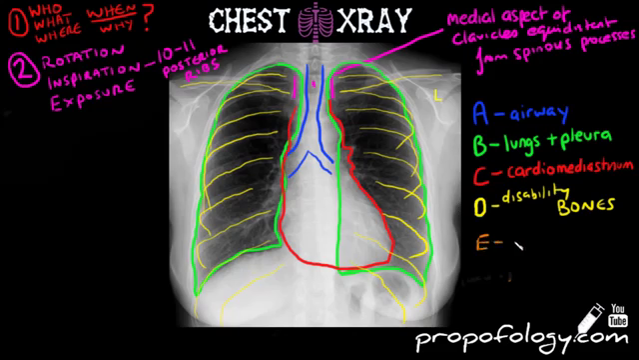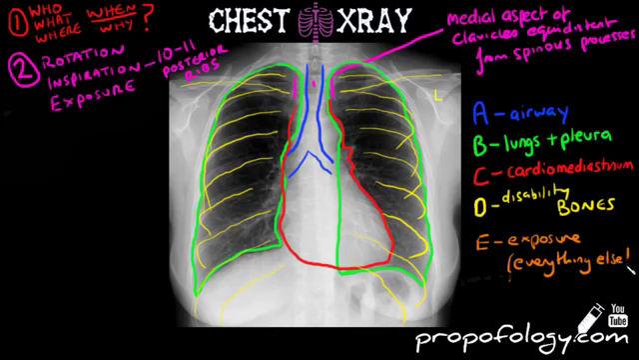Lastly, E stands for exposure and everything else. So we're going to look at the skin, we're going to look at if there's any subcutaneous emphysema, which is air in the skin. We're going to look for any fragments that are in the skin. We're going to look for artifacts such as ECG leads, oxygen tubing that could confuse your picture.